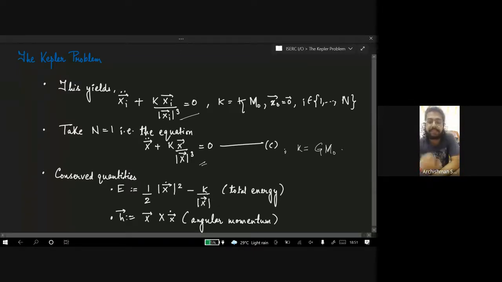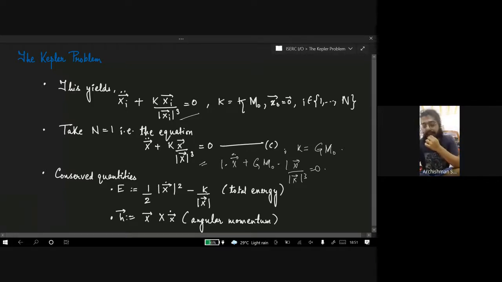Let me also mention that an interpretation of this equation is that you can think of it as a force equation acting on an object of mass 1. So I can think of this as 1 times x double dot plus k, or let's say G M0 times 1 times x by norm of x cubed is 0. So this is essentially Newton's equation, where the sun is exerting its force on an object of mass 1.